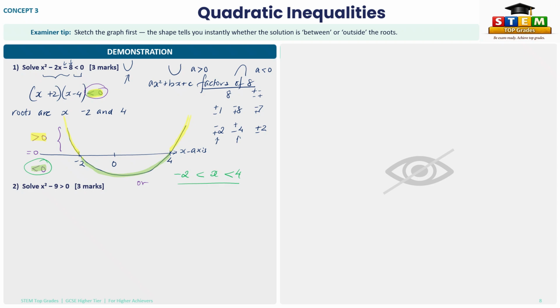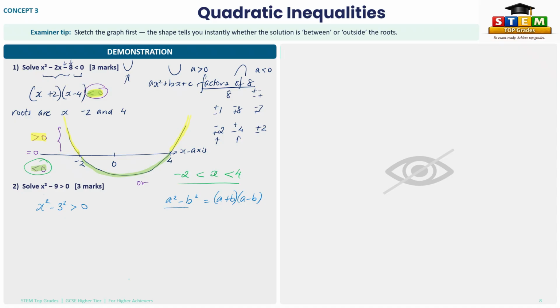Now let's solve the next problem, which is x squared minus 9. This is a very interesting question because examiners love it, as they are trying to see whether you picked up the difference of two squares. If you can remember, the difference of two squares means a squared minus b squared gives you a plus b times a minus b. So this is x to the power of 2 minus 3 squared greater than 0.